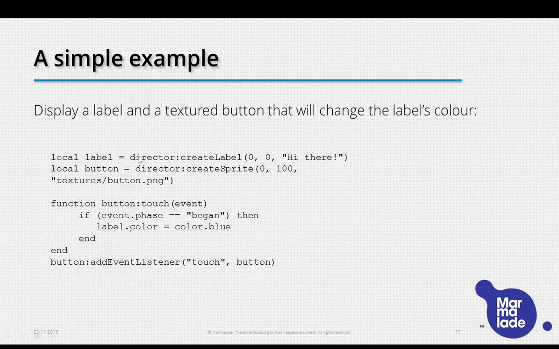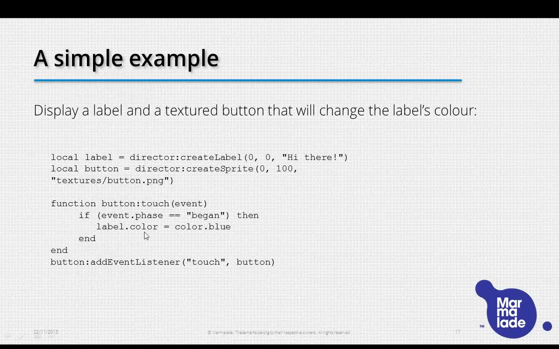So here we've created a thing called a button, which is a sprite. Then I've given the button an event listener. So this is basically how events are handled in Quick. There are a set of standard name events. So touch is when an object gets touched, and button is the name of a function.